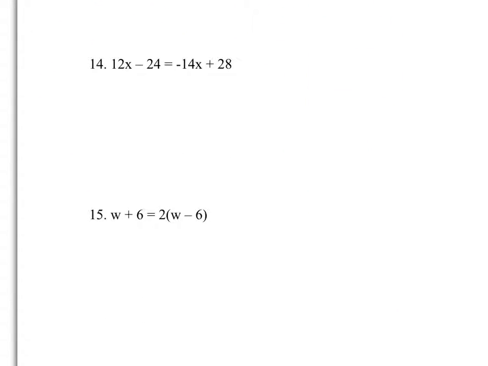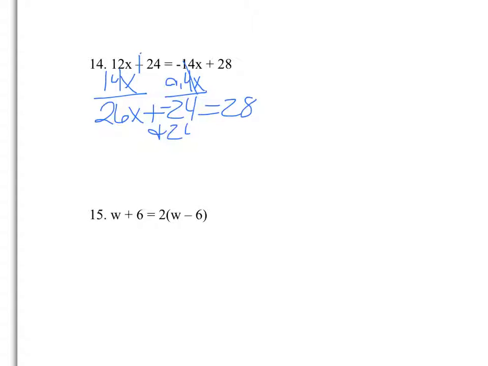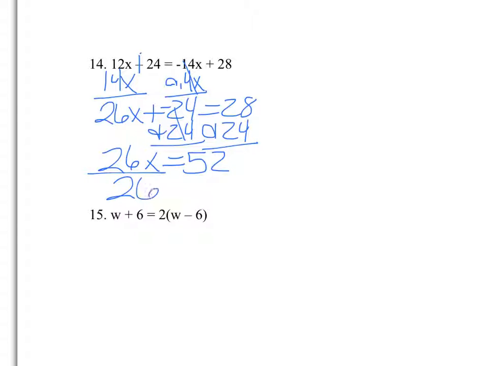So now we're going to look at problem 14. I'm going to change my subtraction to plus the opposite. So I'm going to add 14x to each side, move the variable from the right to the left first. So that gives me 26x plus negative 24 equaling 28. I'm going to add 24 to each side. 26x equaling, that's going to be 52. Divide by 26. X is 2.